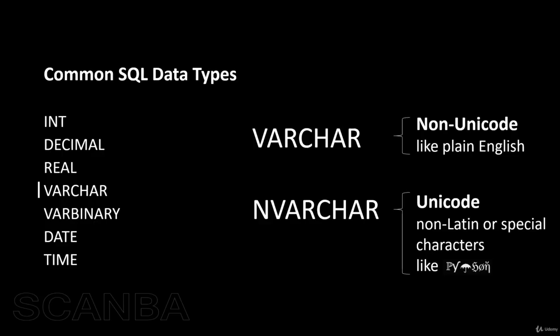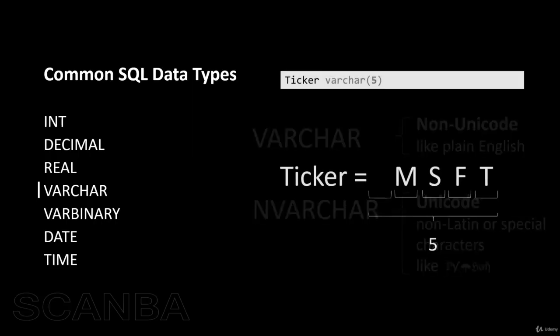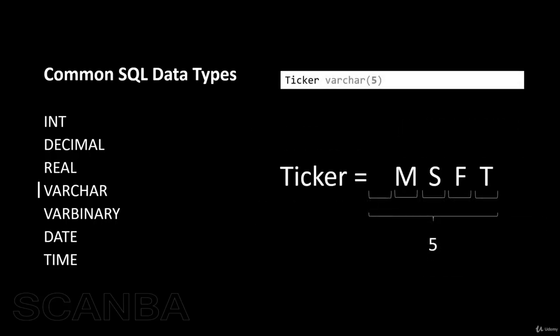Loading Unicode data into varchar variables may result in the appearance of extra question marks in the variable values. The number in the varchar data type bracket defines the string length and can be a value from 1 through 8,000. Here, varchar 5 means that the SQL server reserved a place for 5 characters for the ticket variable.